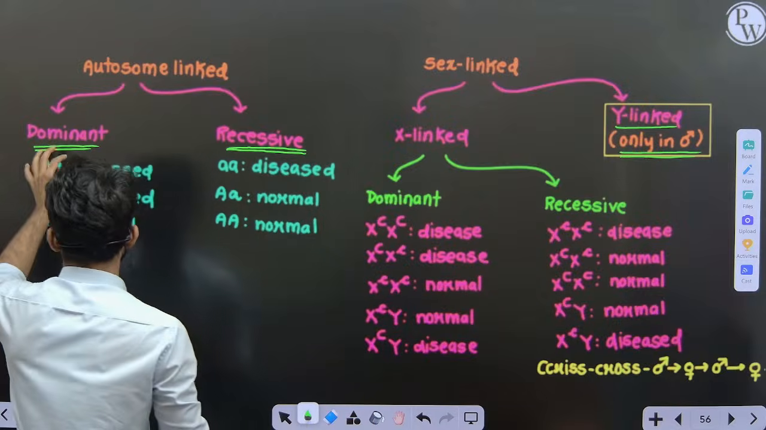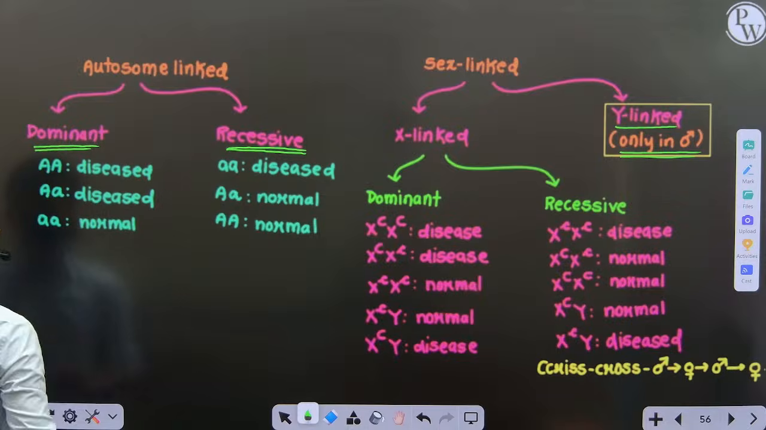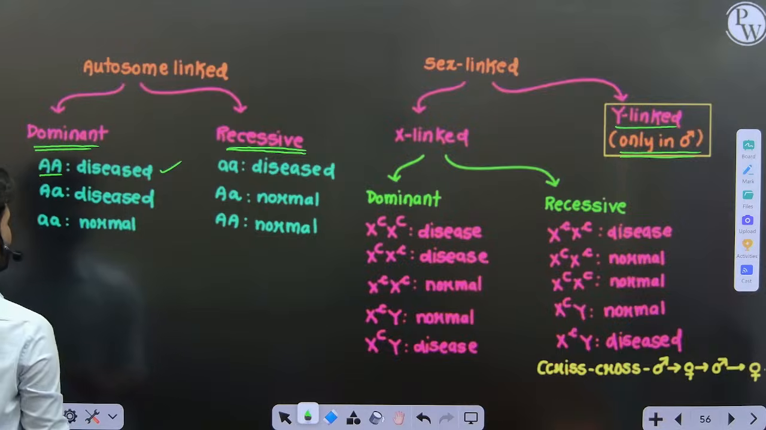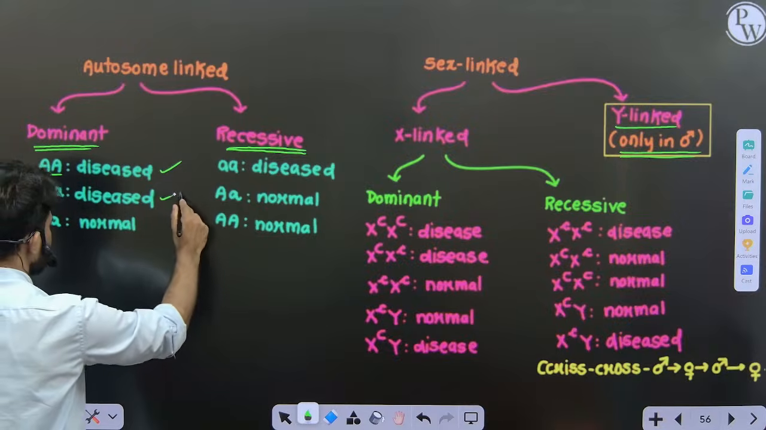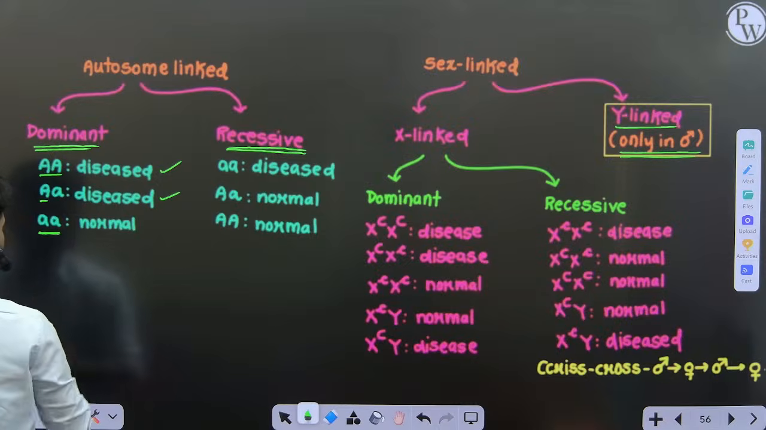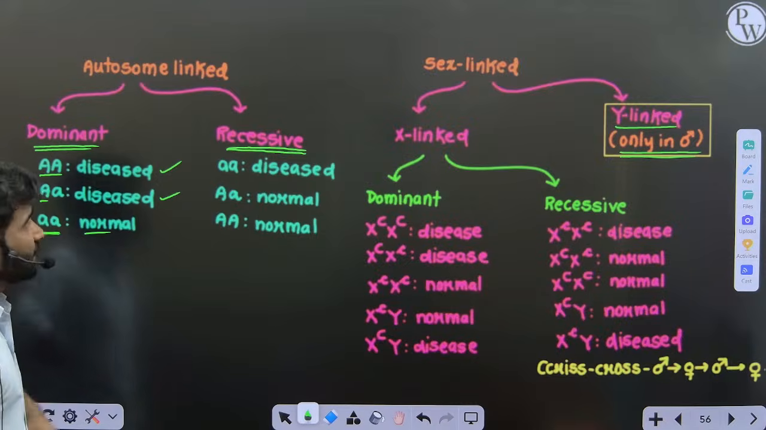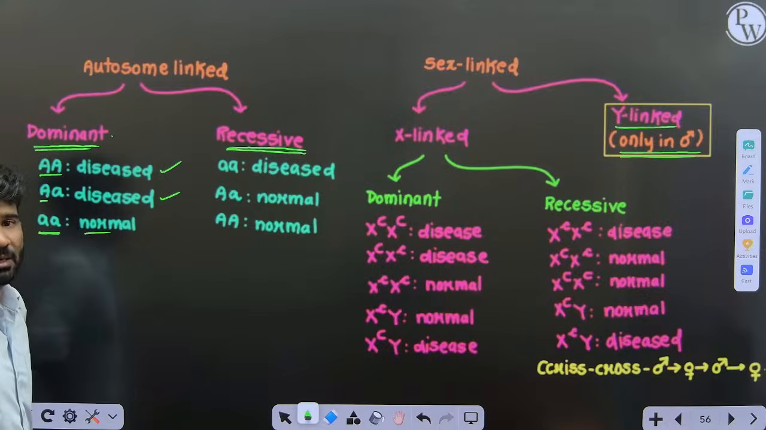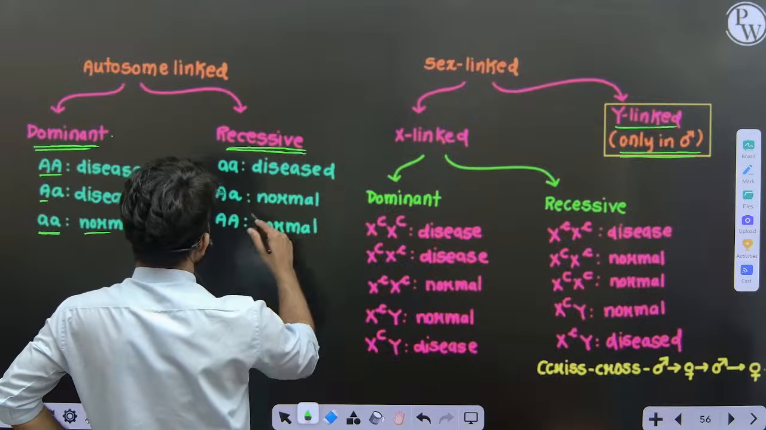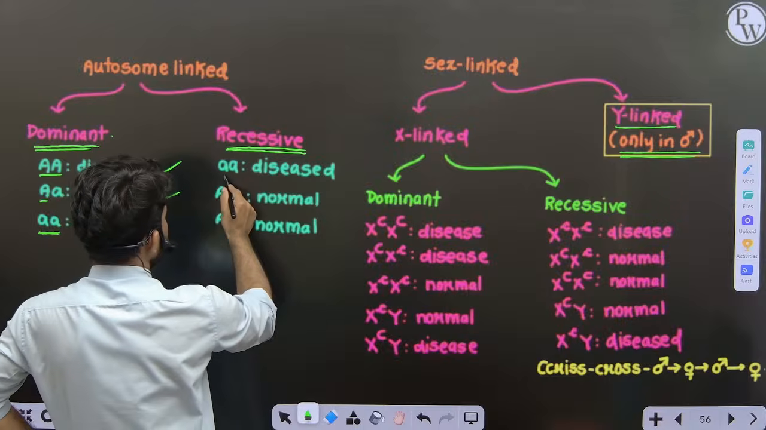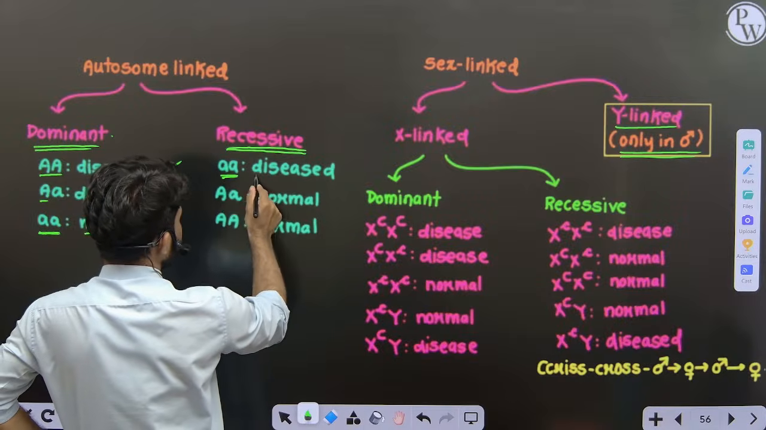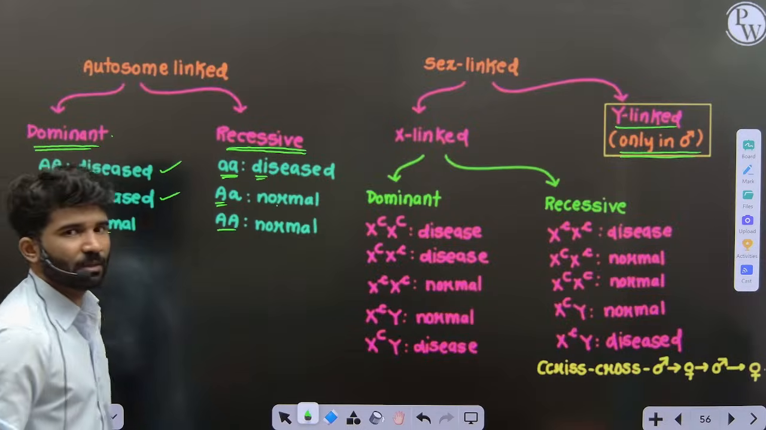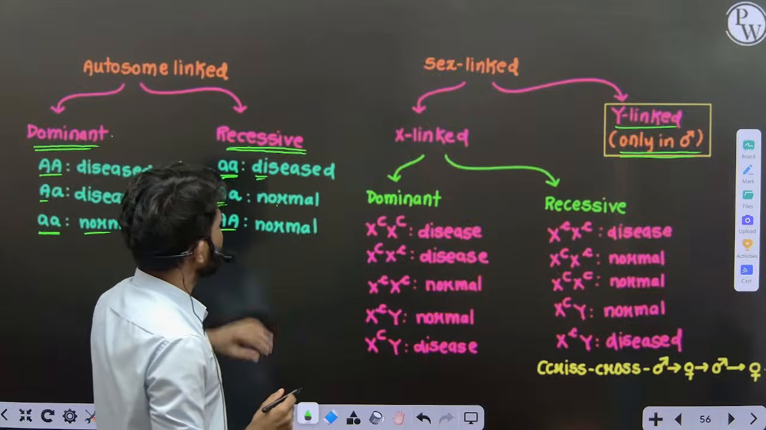So we will see what genotypes are possible for an autosomal dominant disorder. If both are dominant, the person is affected. If at least one is dominant, again the person is affected. If the genotype is recessive, then the person is normal. That is autosomal dominant. For autosomal recessive, if it is a recessive condition, the person is affected. At least one dominant is normal. If both are dominant, then it is 100% normal. So these are the cases.